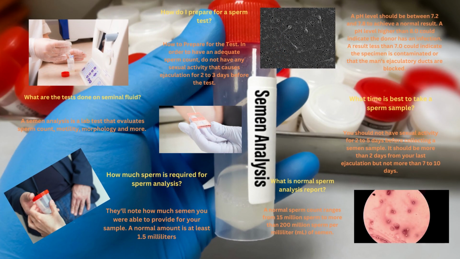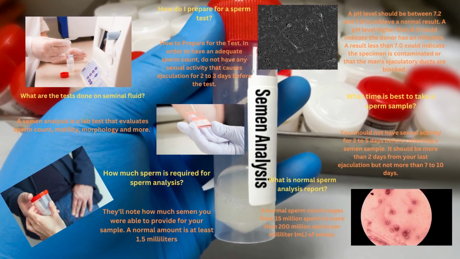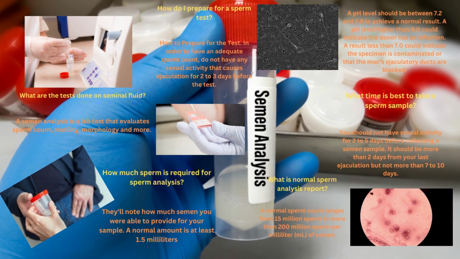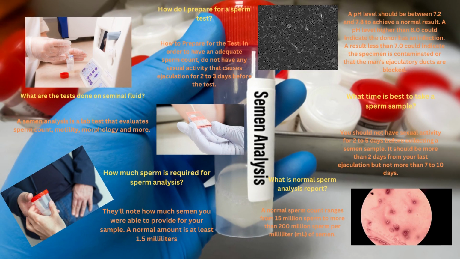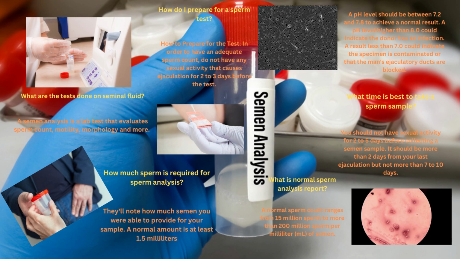Semen analysis. What are the tests done on seminal fluid? A semen analysis is a lab test that evaluates sperm count, motility, morphology, and more. How to prepare for the test? In order to have adequate sperm count, do not have any sexual activity that causes ejaculation for 2 to 3 days before the test.